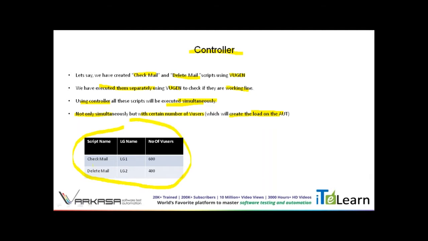So these are the two scripts. Script 1 is executed with 600 virtual users. Script 2, which is delete mail, will be executed with 400 virtual users. And these 600 users and 400 users, the controller will not be providing them. There is a component called load generator, or LG. This 600 is provided by an LG called LG1, and this 400 is provided by a component called LG2. In other words, you can have multiple load generators depending upon the need.